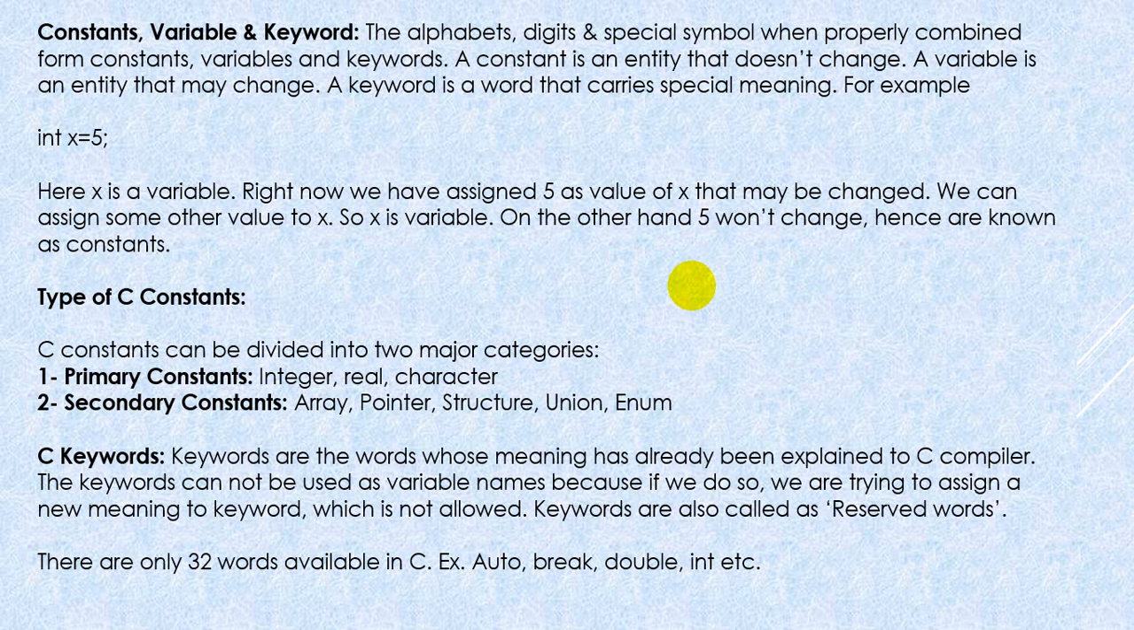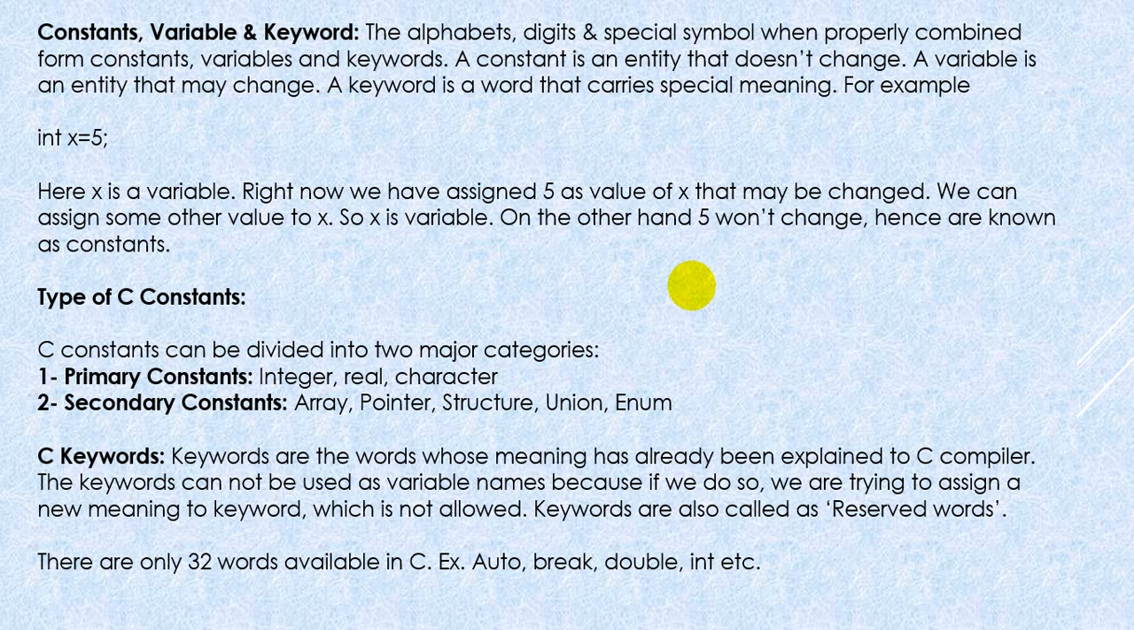Again, if we go to the types of C constants, clearly they are of two types, primary and secondary. Primary is like your integer, which you have written as int, then real, then character. Real is like decimals and all, character is char. We'll see the examples, then it will become more clear to you. Second is secondary constants: array, pointer, structure, union, enum. And what are these? That we'll see in the next video maybe.